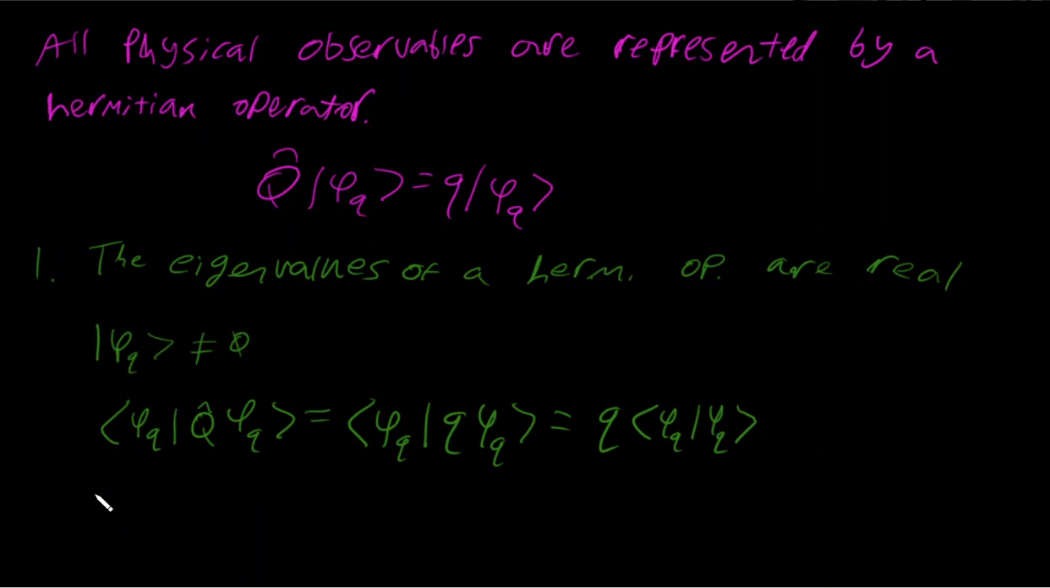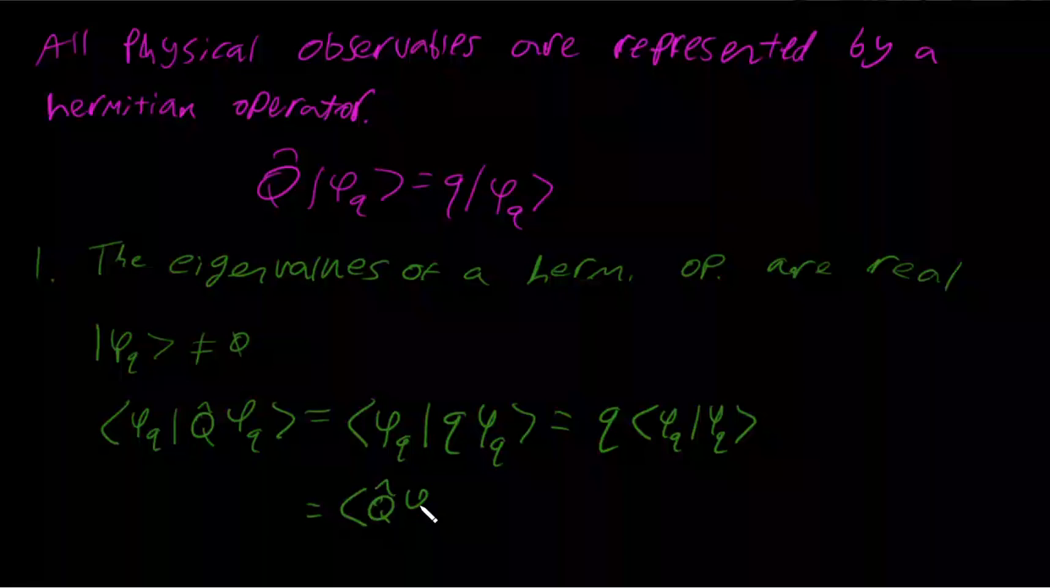Let's look at the same thing here. This is also equal to, if q hat is Hermitian, assuming q hat is Hermitian, because we're proving this property for Hermitian operators, q hat times phi sub q.